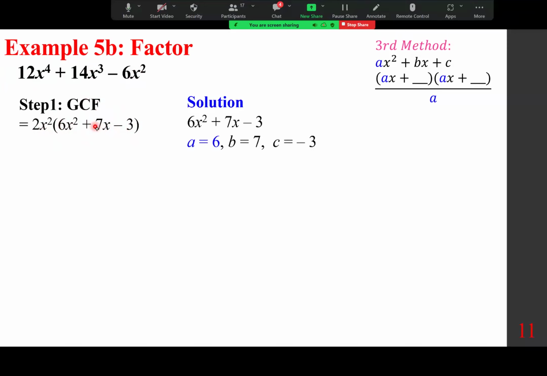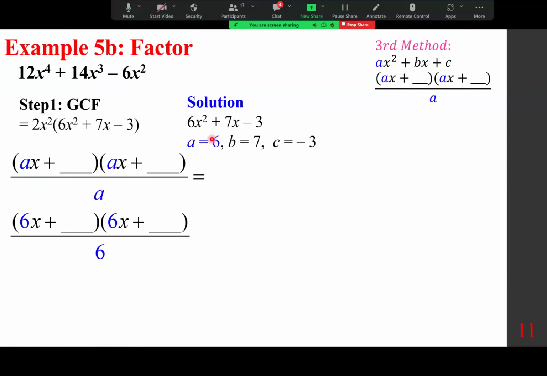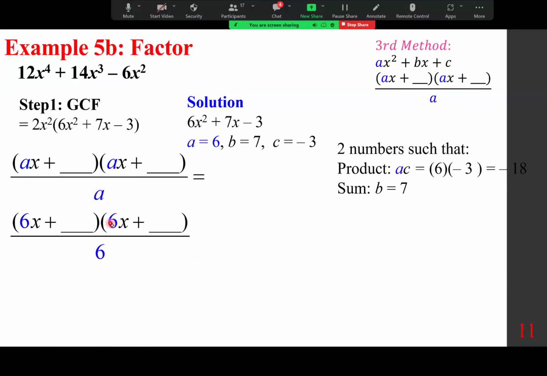And I'm going to write this, everybody. And therefore, I'm going to use 6. So I'm going to go with the method that I just mentioned to you, this last method. I want to show you how easy you can come up with the answer. We want two numbers such that the product is AC. 6 times negative 3 is minus 18. And the sum B equals 7. So we want those two numbers.